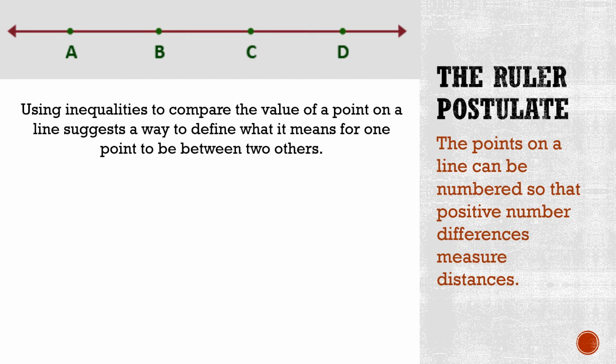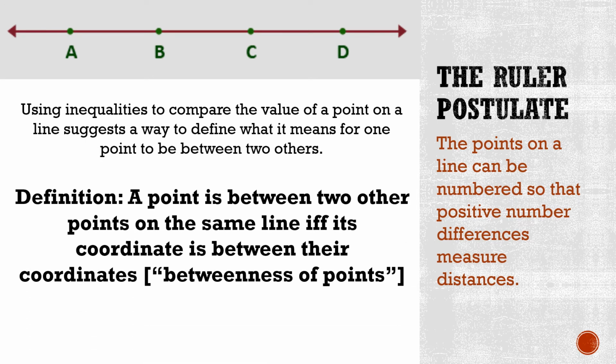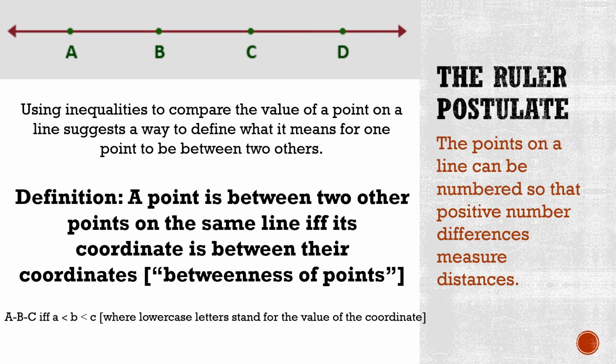Now, this brings us to an important definition in math, where we say a point is between 2 other points on the same line if and only if its coordinate is between their coordinates. And we call this the betweenness of points. It doesn't sound very formal or anything, but that's what we call it. So then take a look at this. We can say that B falls in between A and C if and only if A is less than B and B is less than C. And here we're using lowercase letters to stand for the value of a coordinate.